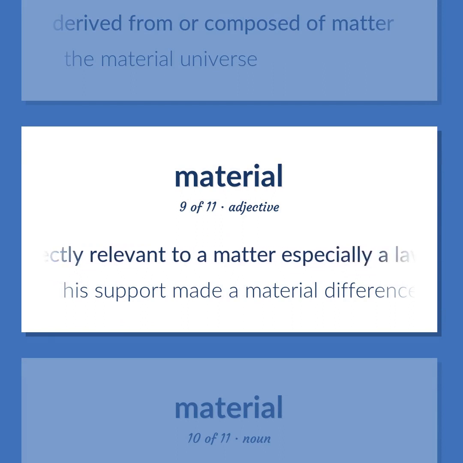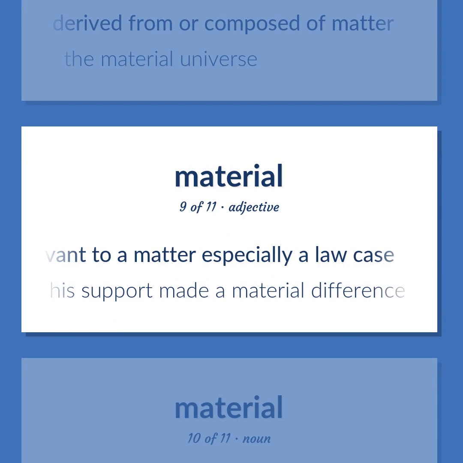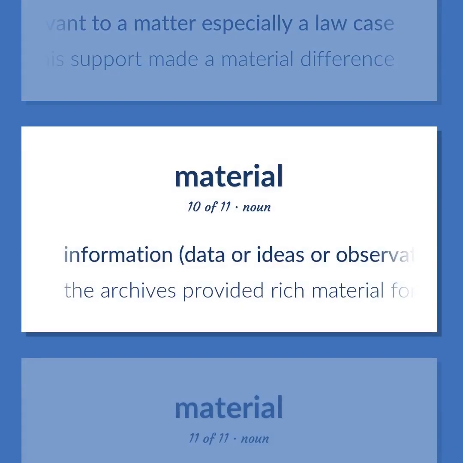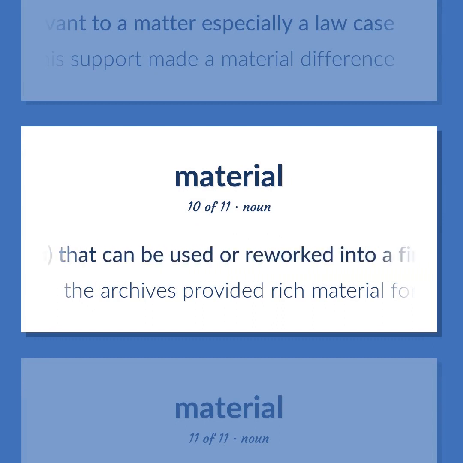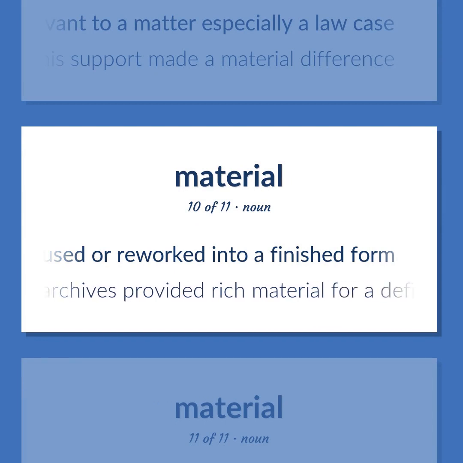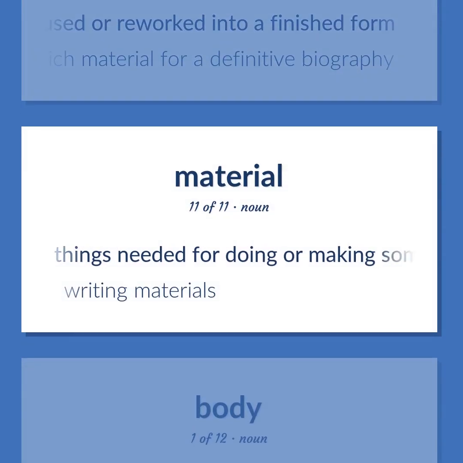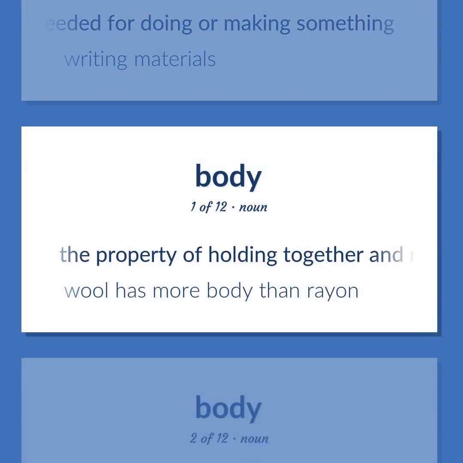Directly relevant to a matter, especially a law case. His support made a material difference. Information, data or ideas or observations, that can be used or reworked into a finished form. The archives provided rich material for a definitive biography. Things needed for doing or making something. Writing materials. The property of holding together and retaining its shape. Wool has more body than rayon.